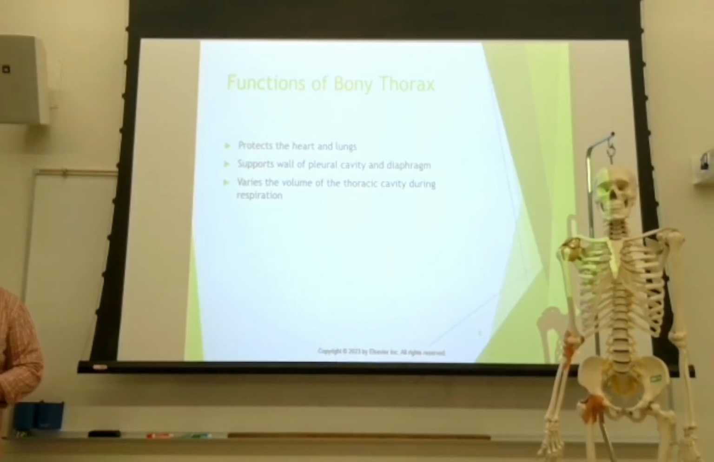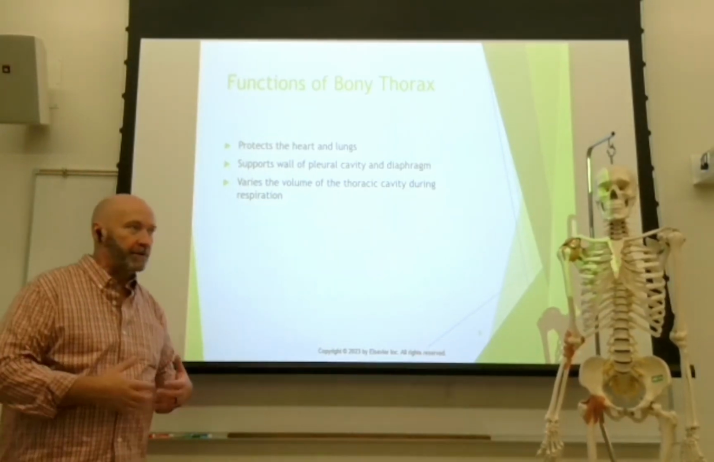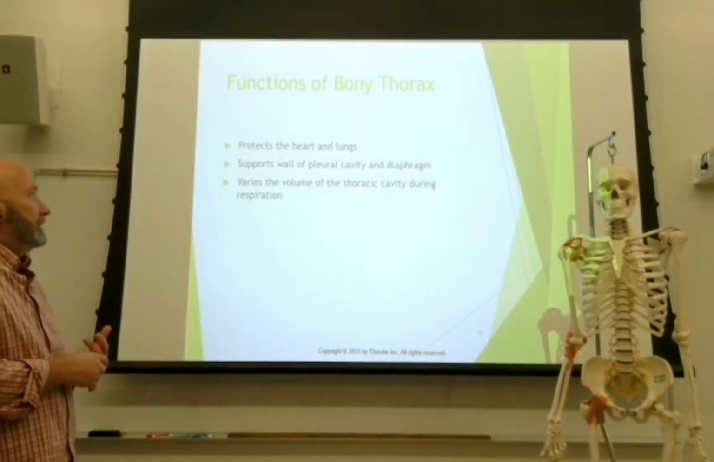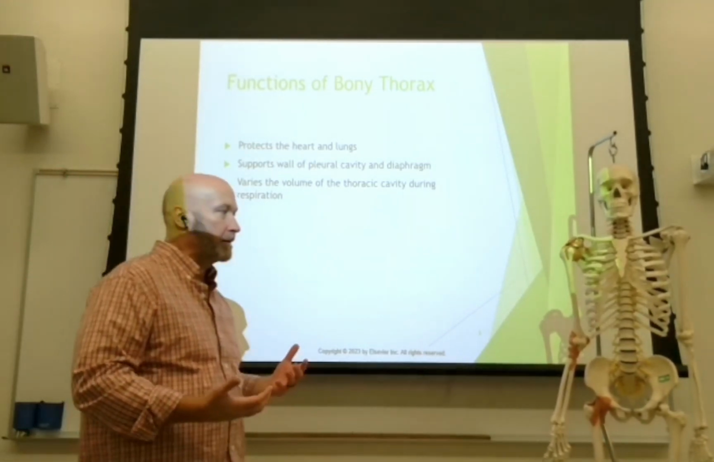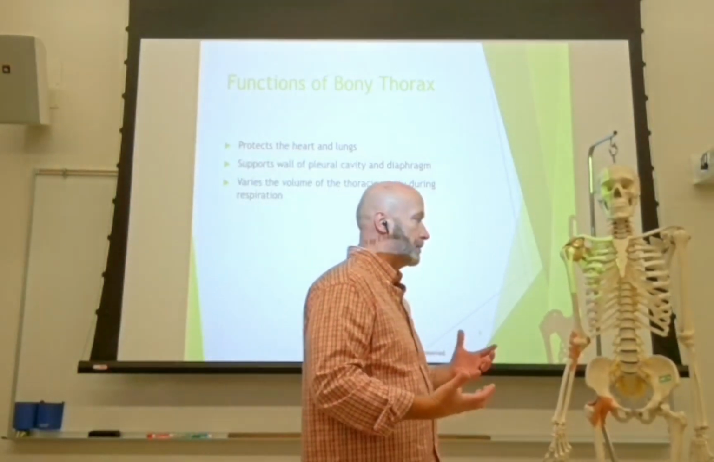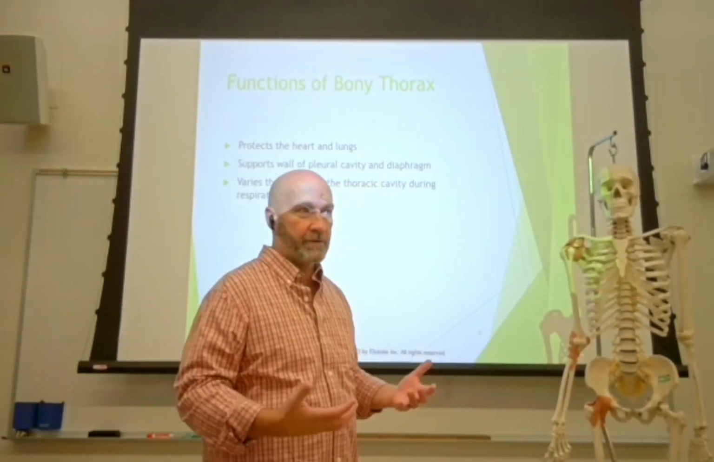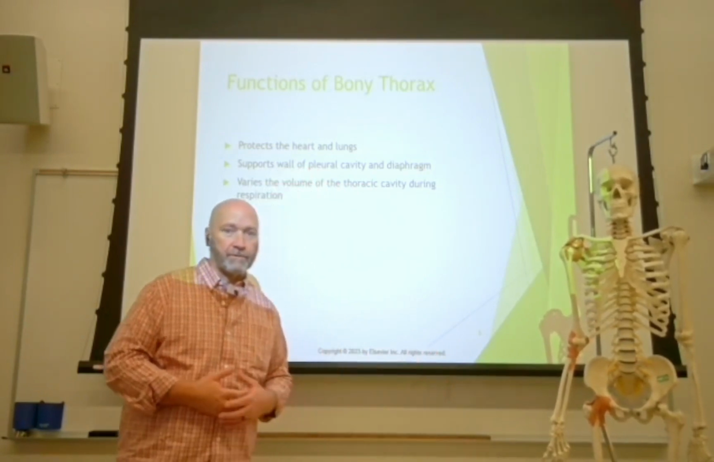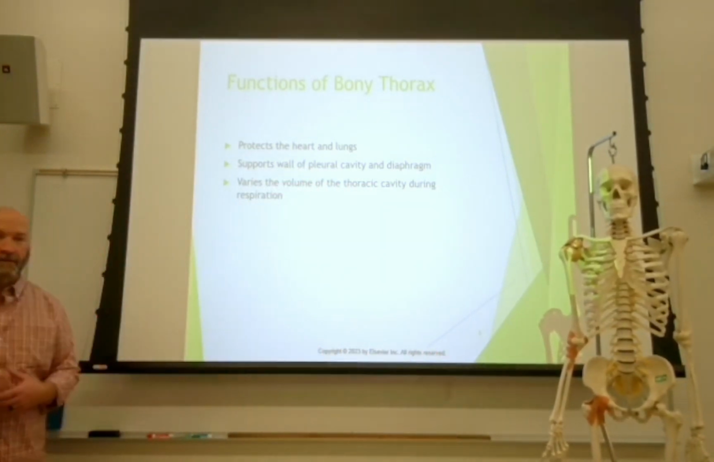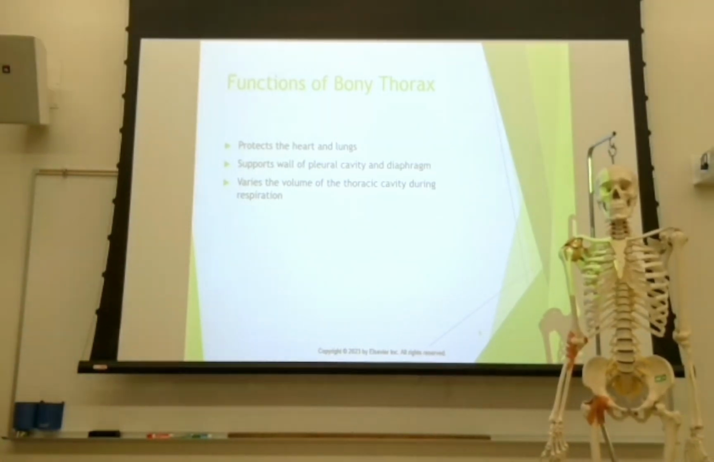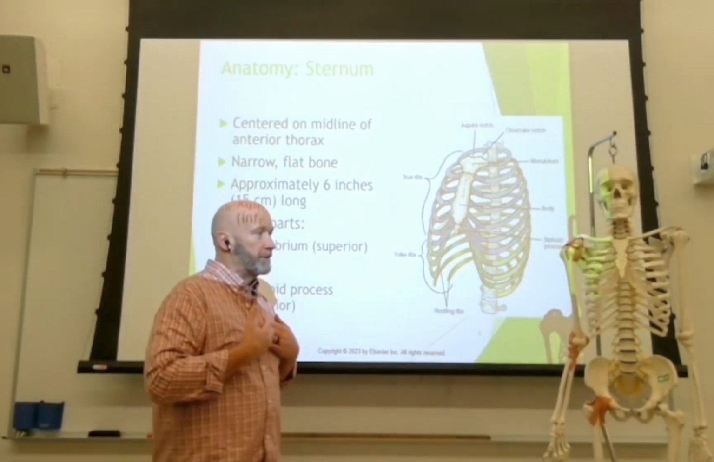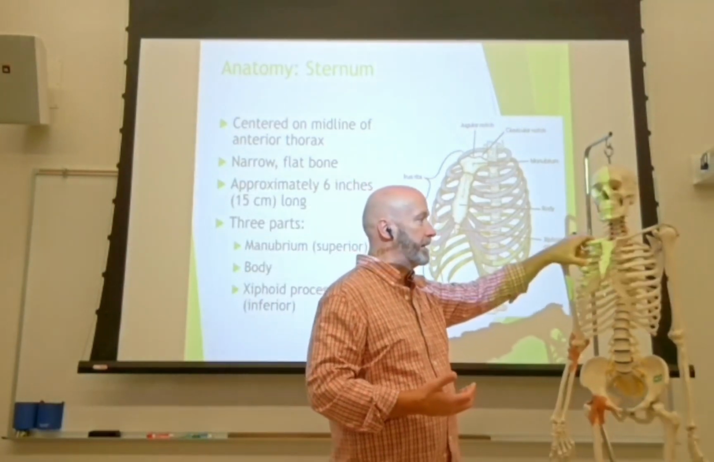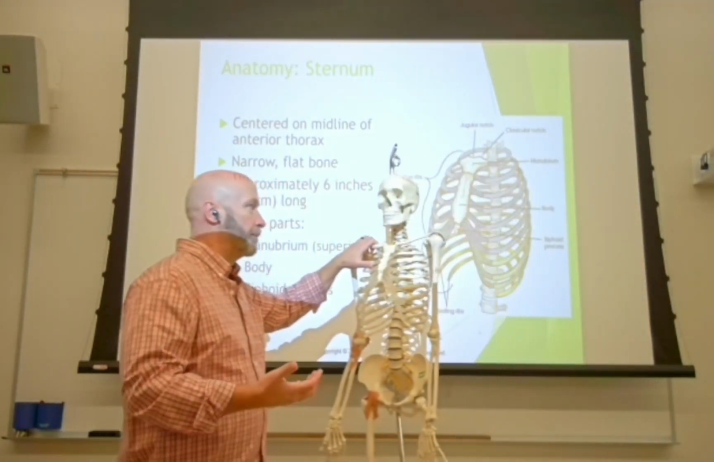So the functions of the bony thorax, of course, is protection of internal organs. So it supports the wall of pleura, varies in volume, all that. But primarily what we're concerned with is protection of the lungs, protection of the heart, protection of the great vessels. You've got the trachea and the esophagus in there as well. So the sternum is again your breastbone, and that's positioned at midline, and it consists of three different portions.